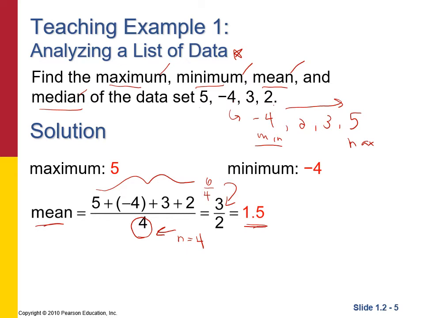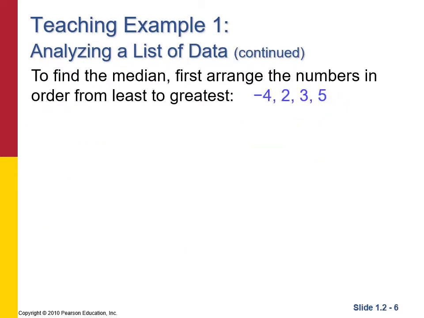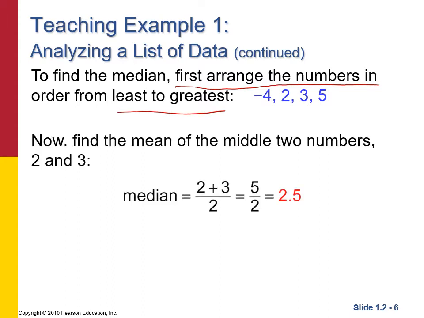And the last thing is our median. Median is our middle number. In order to find the median, again, we're going to arrange the numbers from least to greatest. And then we take the middle two numbers. So the middle two numbers are 2 and 3. See them here, 2 and 3. You add them up and divide by 2. So our median is 2.5.